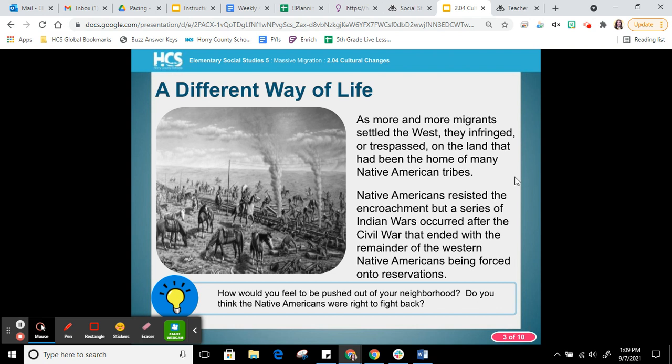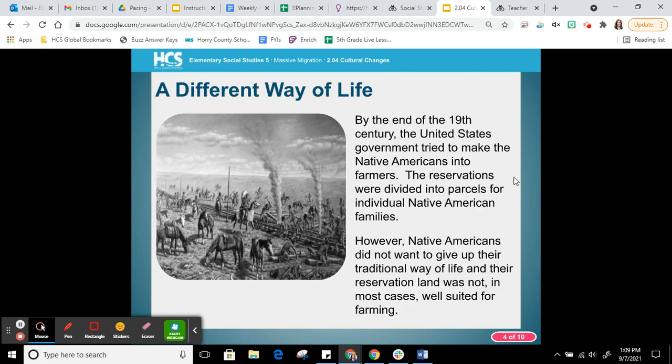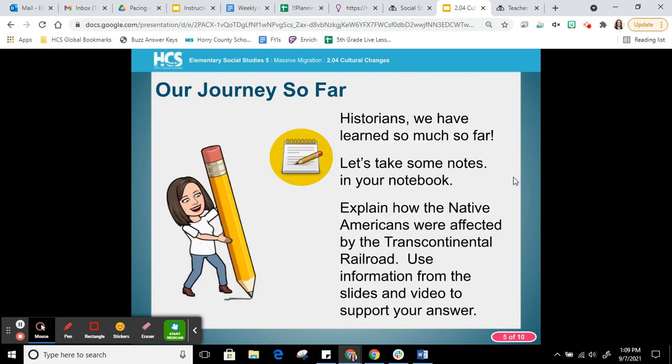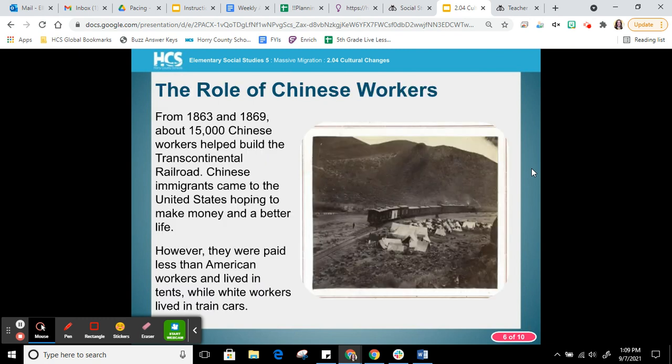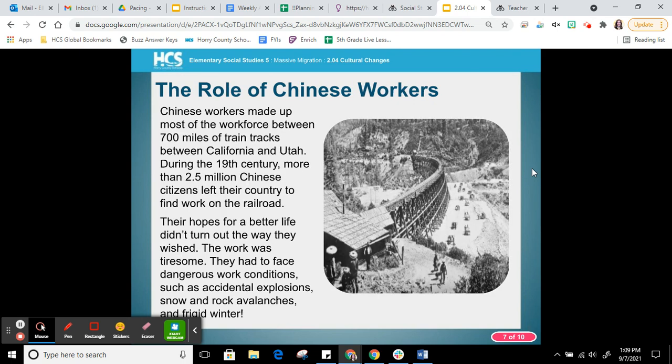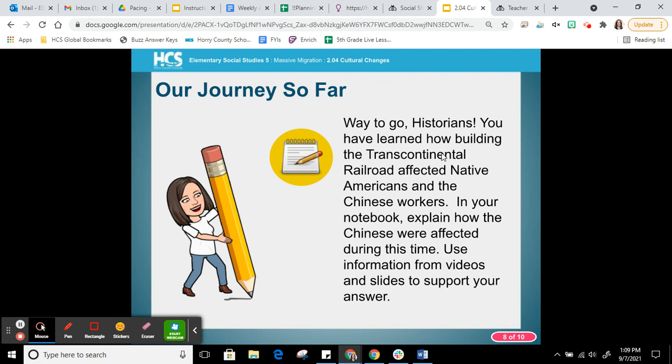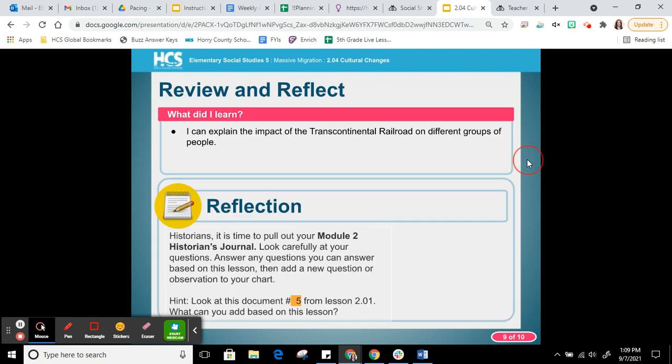You'll learn about the Native Americans and how they were impacted because of the Transcontinental Railroad. You'll have a little activity to complete in your notebook or on some paper. Then you'll learn about the Chinese workers and how they were impacted while building the Transcontinental Railroad. You'll have another activity to complete in your notebook or on some paper. You've got your review and reflection.